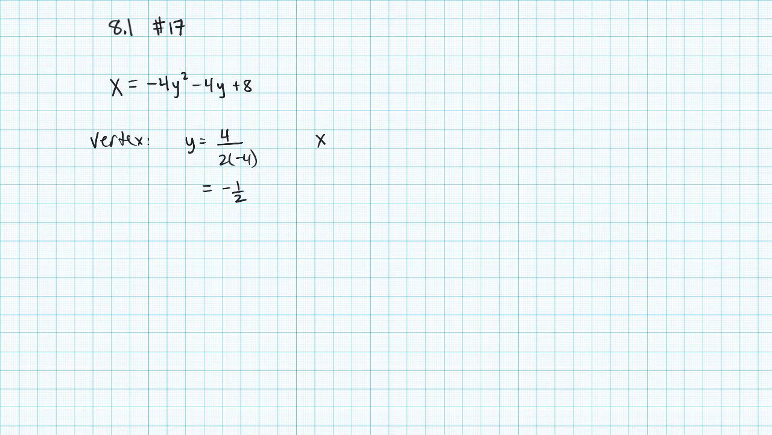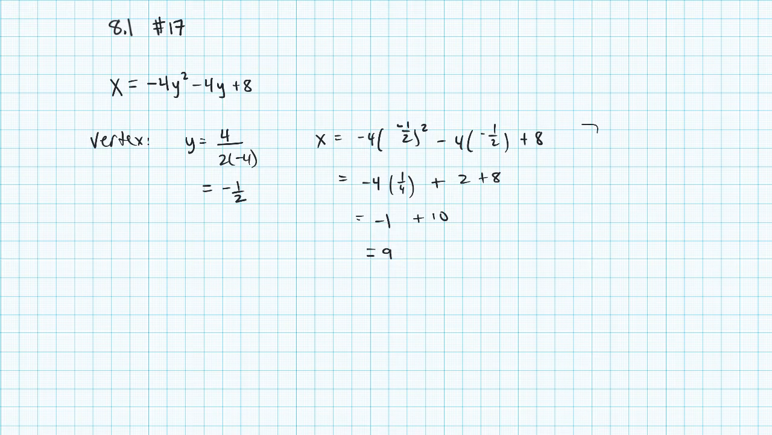And then the x, we're just going to plug that in. Let's see, negative 1/2 squared minus 4 times negative 1/2 plus 8. So we'd get negative 4 times 1/4, that is negative 1, plus 2 plus 8. So then that would be 9. So our vertex is 9, negative 1/2.